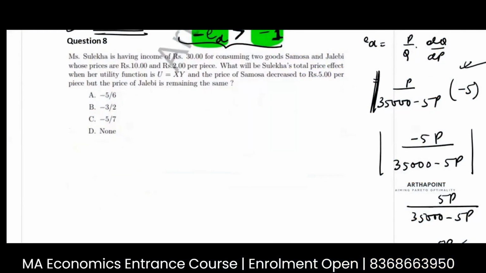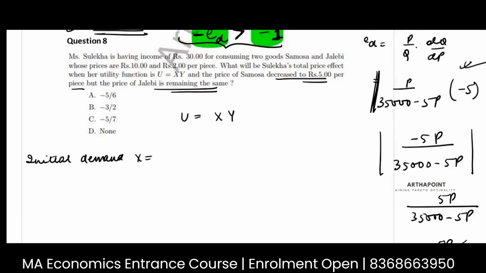Sulekha has an income of 30 and consumes 2 goods, samosa and jalebi, whose prices are 10 and 2 per piece. What will be Sulekha's total price effect if her utility is given as U = XY and the price of samosa is decreased to 5 per piece, but the price of jalebi remains the same? So what will be her initial demand?